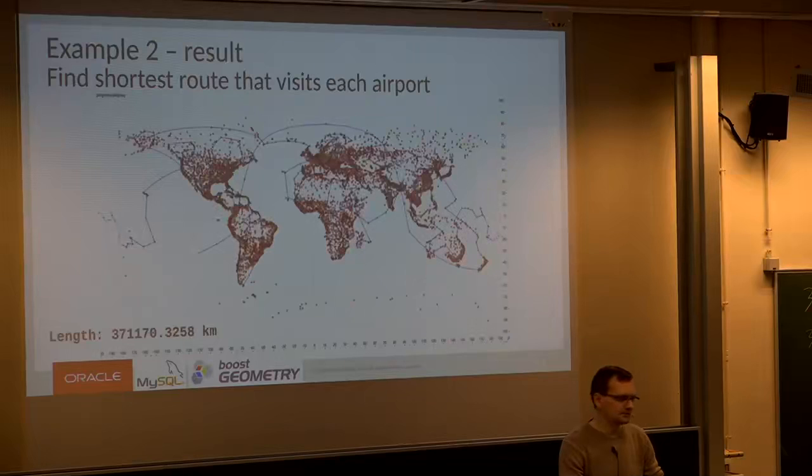And this is my result. A traveling salesman went through all of the airports, at some point traversing the anti-meridian, so the date change line. Yeah, this looks good, and the whole route is like 400,000 kilometers long.